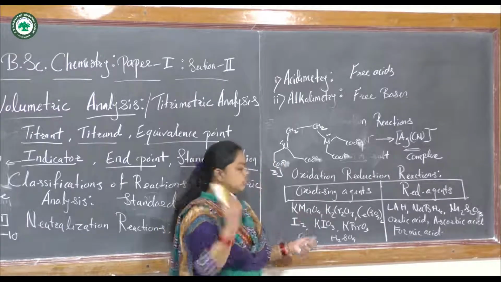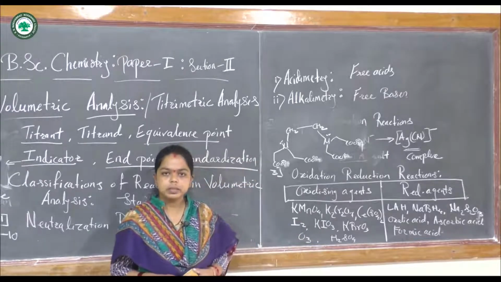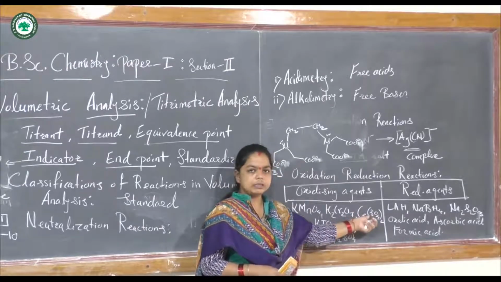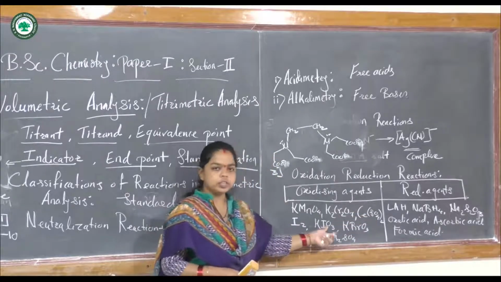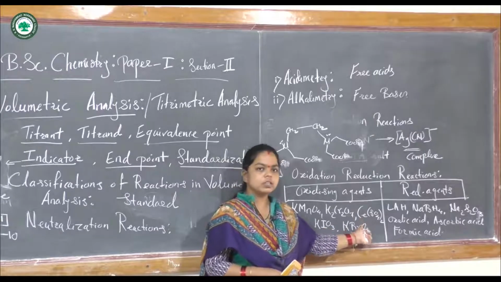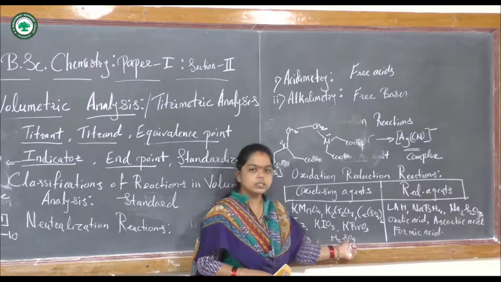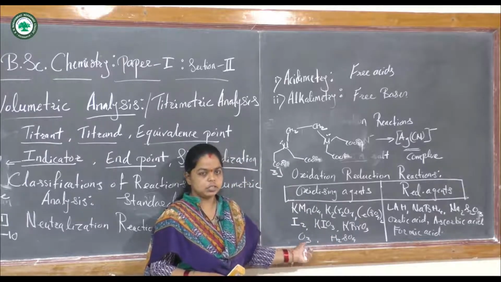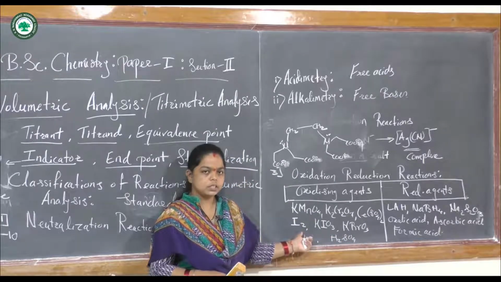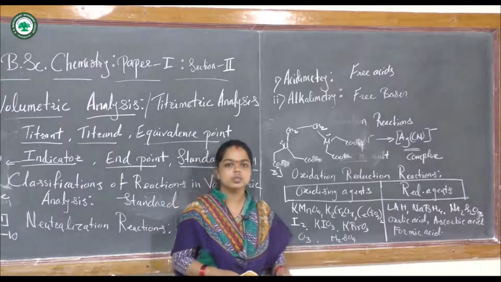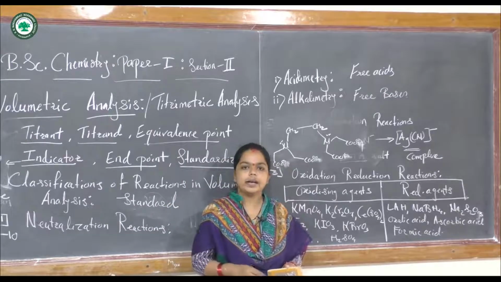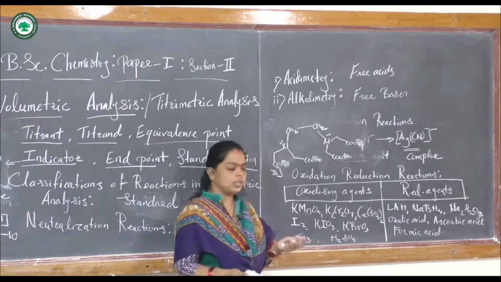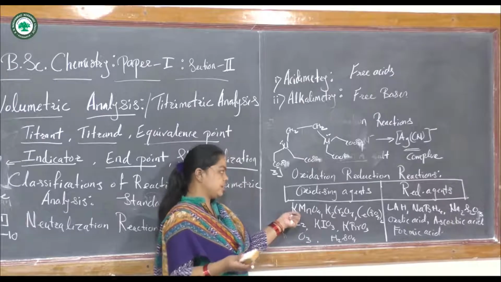These are KMnO4 potassium permanganate, K2Cr2O7 potassium dichromate, cerium sulfate, iodine, potassium iodide, potassium bromate, ozone, H2SO4. These are examples of oxidizing agents. All these compounds tend to accept electrons and force the other compound to lose electrons, so they act as oxidizing agents.